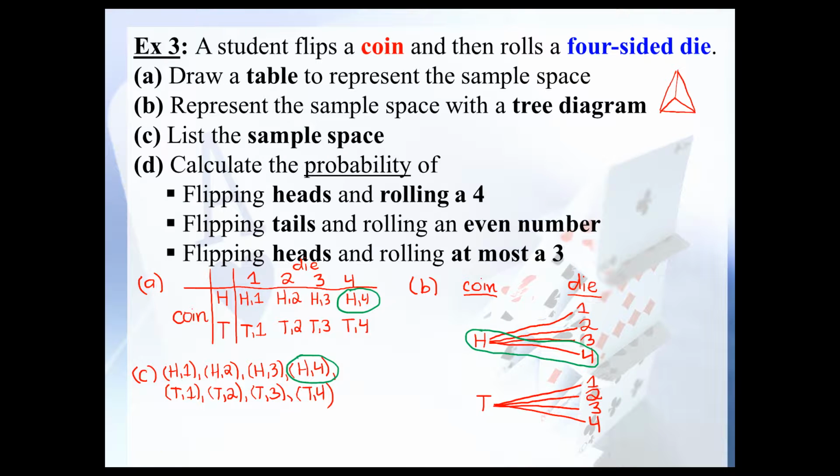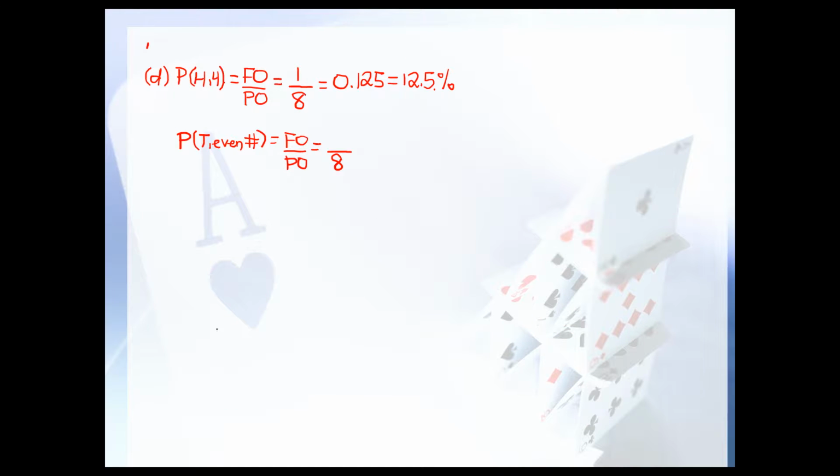So let's pick a different color now. Let's figure out how many possible ways I can get tails and then an even number. Let's choose the ink color purple here. We're going to focus on the tails part of the table. So tails and an even number would be tails and 2, or tails and 4. So there's actually only 2 ways you can obtain that. Or if you looked at the tree diagram, it would be tails and 2, or tails and 4. Or the sample space would be tails and 2, and tails and 4. So once again, only 2 ways you can actually get that.